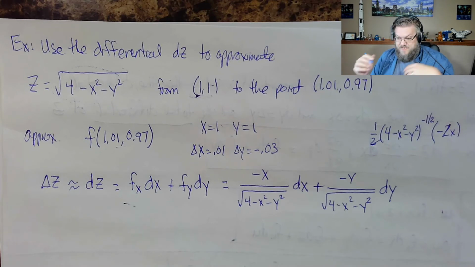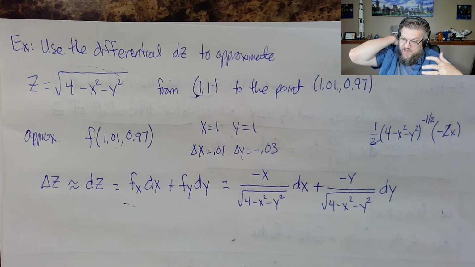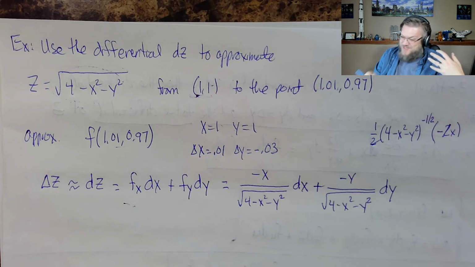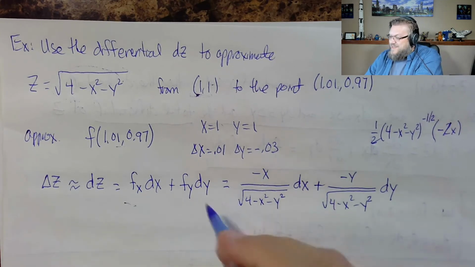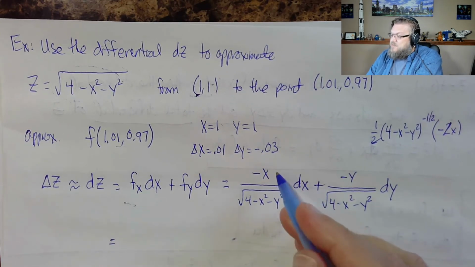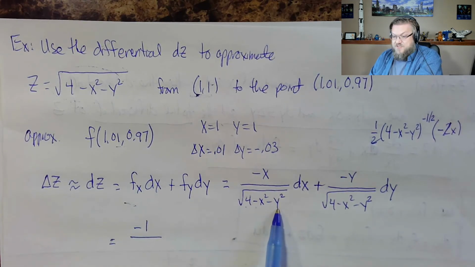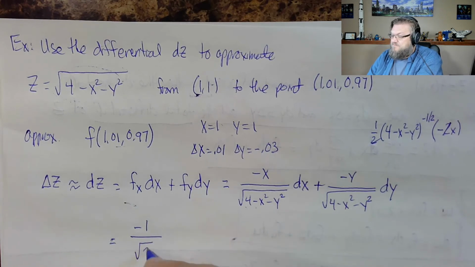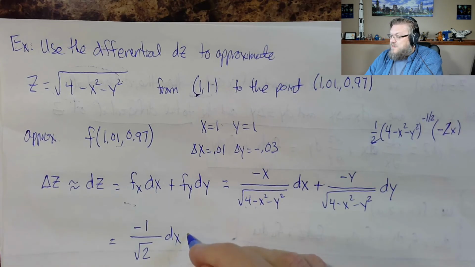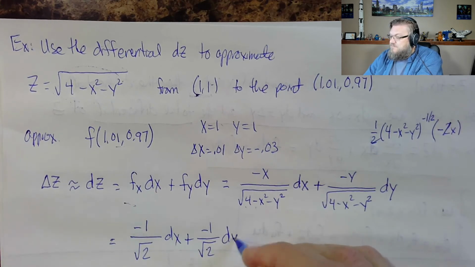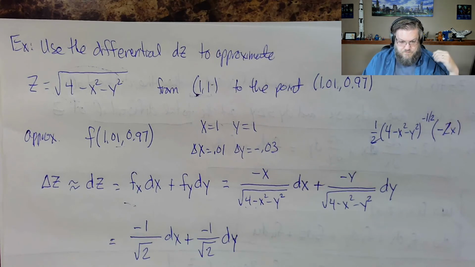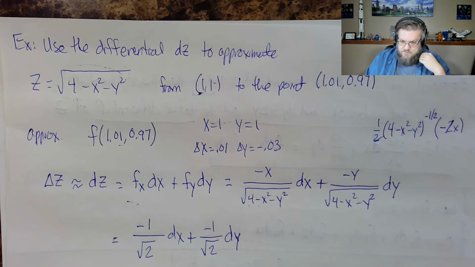And I know this looks complicated and all, but remember that x and y are nice numbers, really nice numbers, right? So what I get here is going to be the following. This is just going to be negative 1 divided by 4 minus 1 minus 1, which is square root of 2, times dx, and then plus negative 1 divided by square root of 2 dy. Okay?